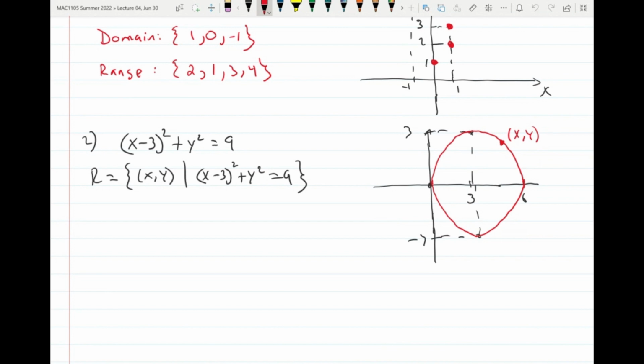Now I want you to tell me what's the domain and what is the range. So domain, range. Right, so what's the domain for this relation? So it's right here, it's a 6.